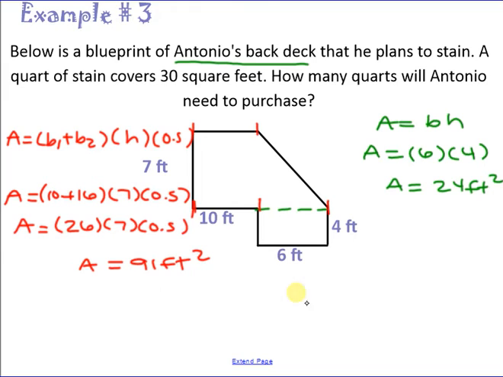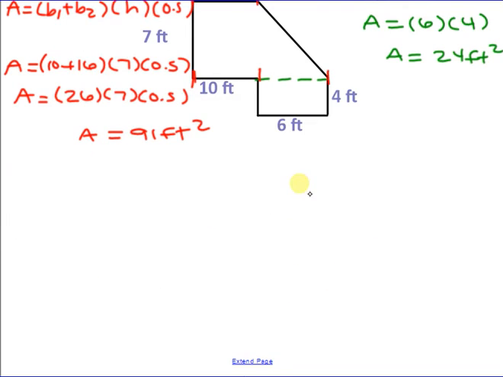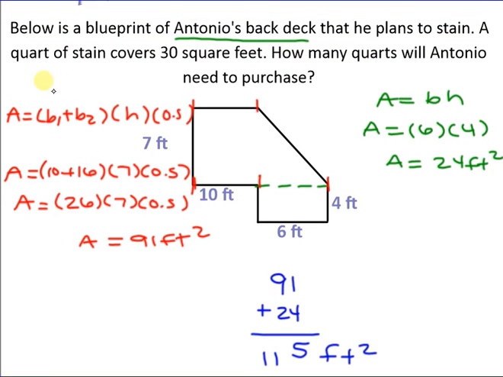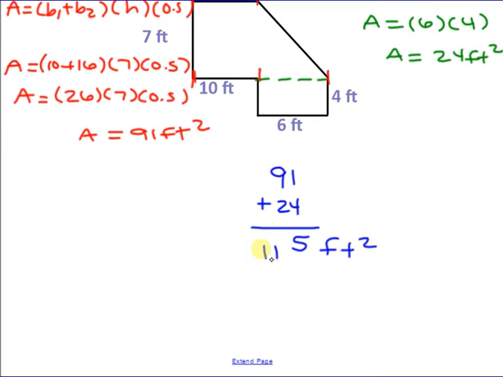Now, I'm going to add those two together. So 91 plus 24, and I get 115 feet squared. Now, it says that a quart of stain covers 30 square feet. How many quarts will he need to purchase? So, I'm going to take 115 and divide it by 30.